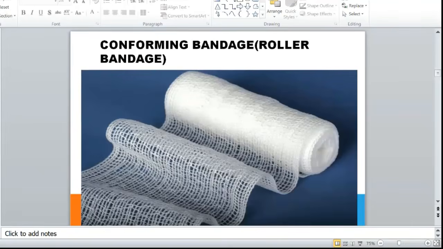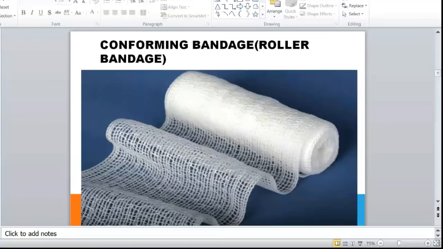So the one I showed you was crepe bandage. That crepe bandage is an elastic bandage. It is made from cotton, maybe from elastic fiber, and you notice that it is stretchable, right? When you are using it to roll the body part, you will notice that it is stretched, it is elastic. You can use it to support, you can use it as a compression bandage.